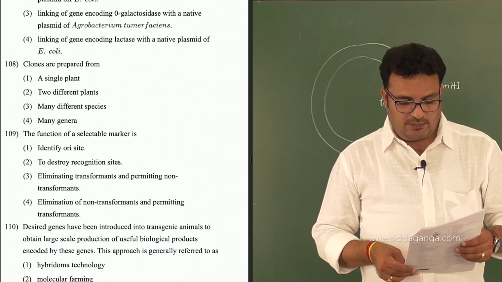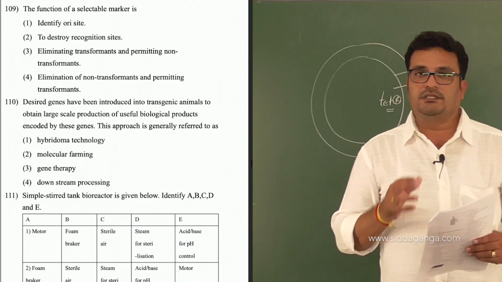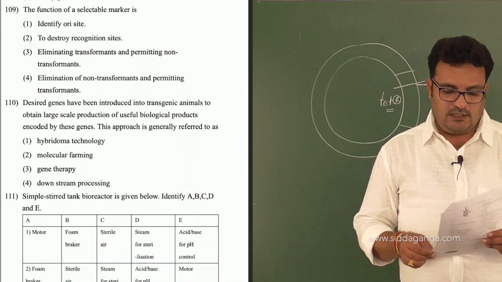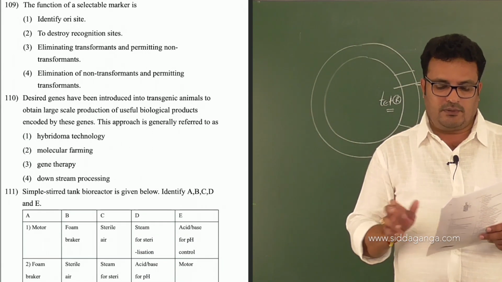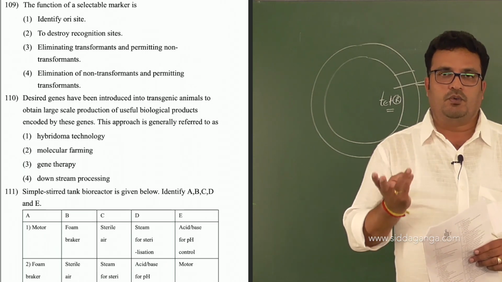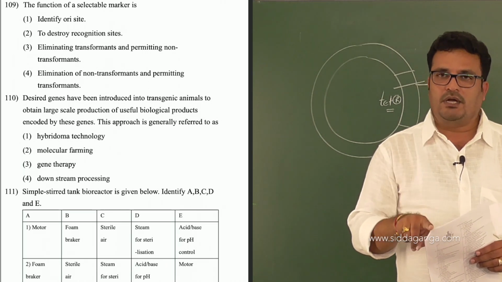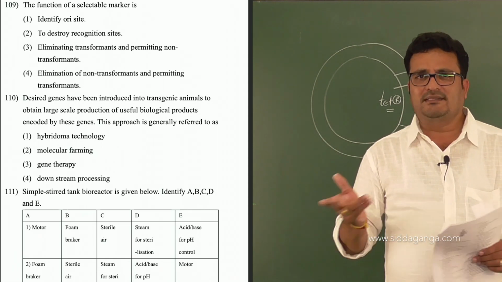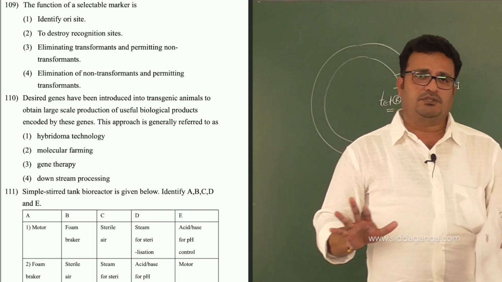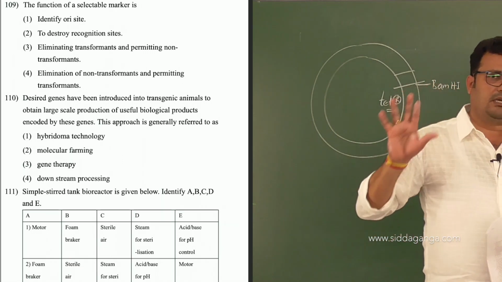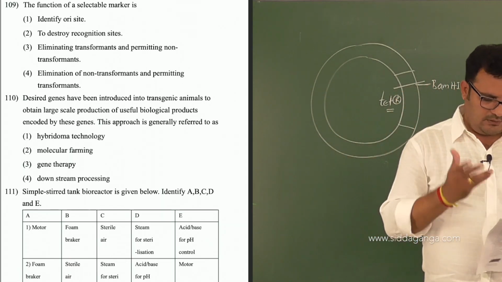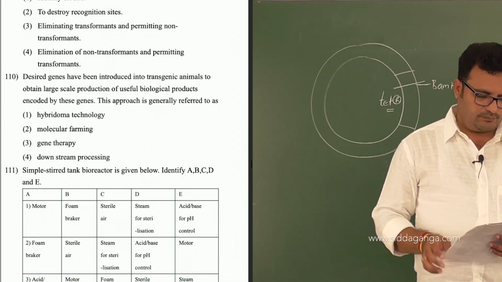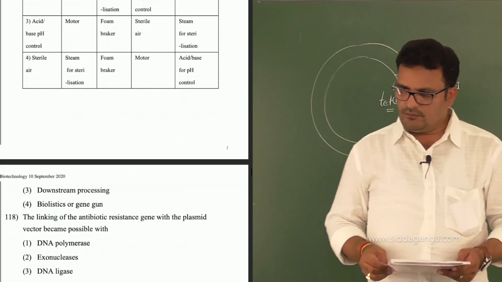The function of selectable marker is question 109. The function of selectable marker is the elimination of non-transformants. Just now I told you there are two ways. One, there is an antibiotic resistance gene, which they use as a selectable marker. The other is insertional inactivation. These procedures are followed only to separate the transformants and non-transformants. So the answer is 4. It's over.